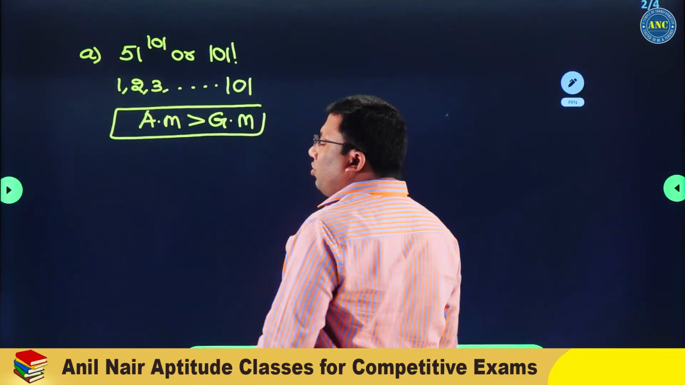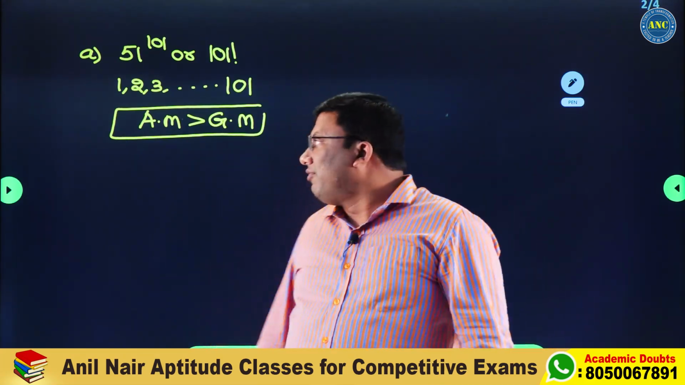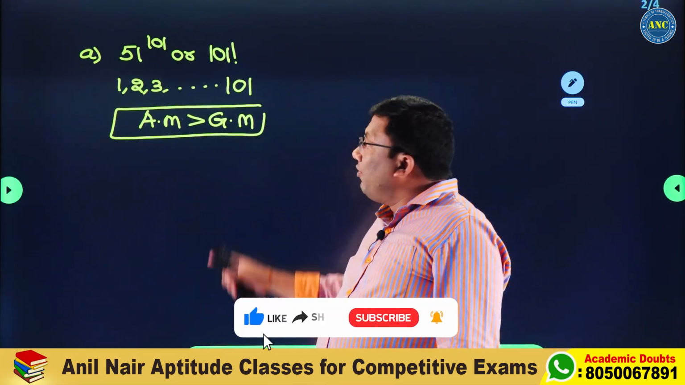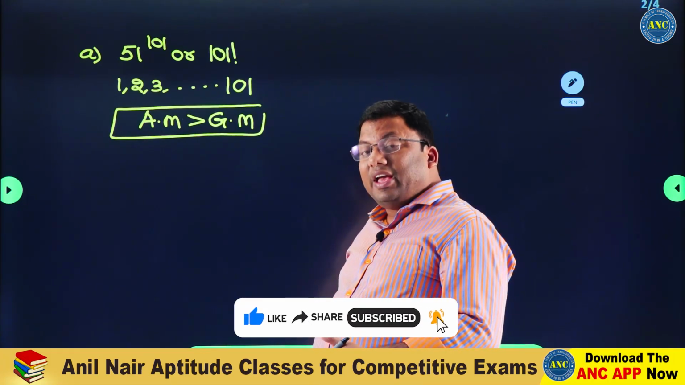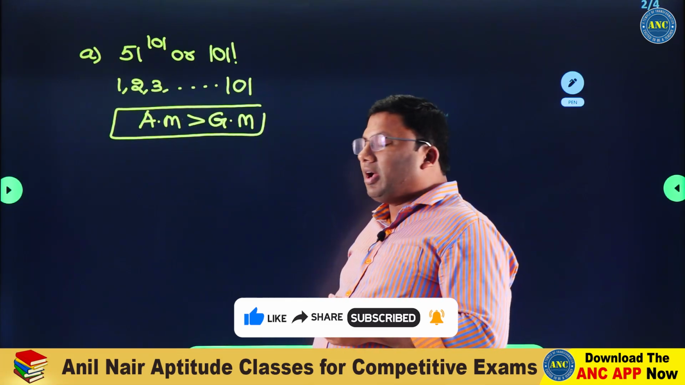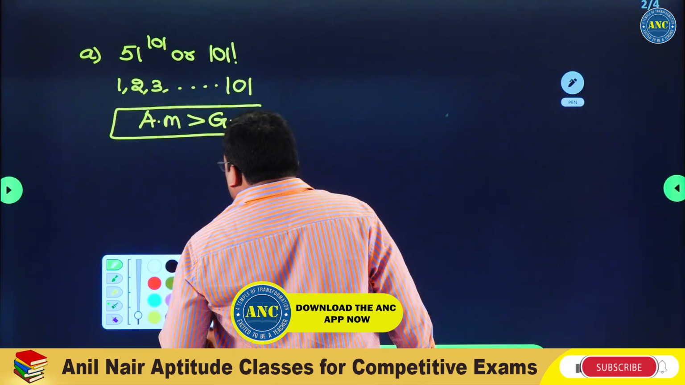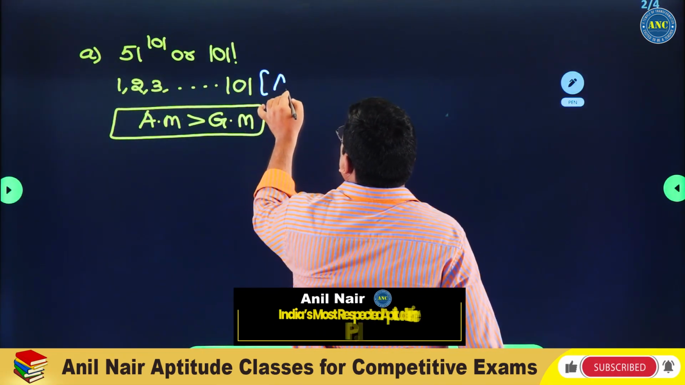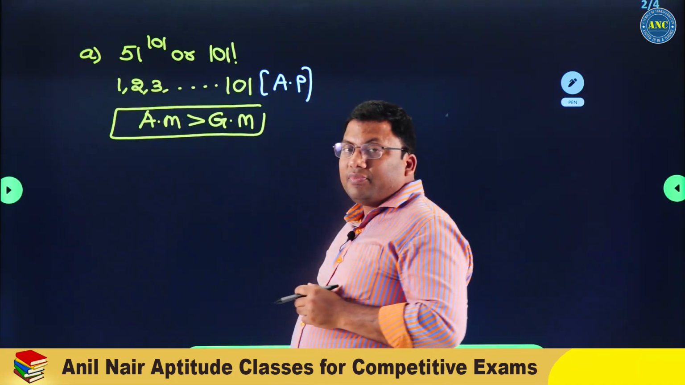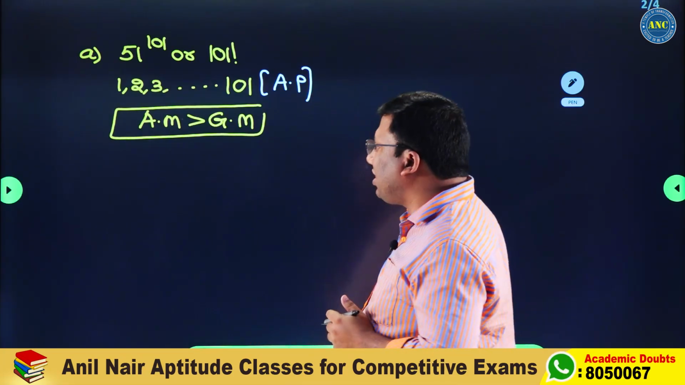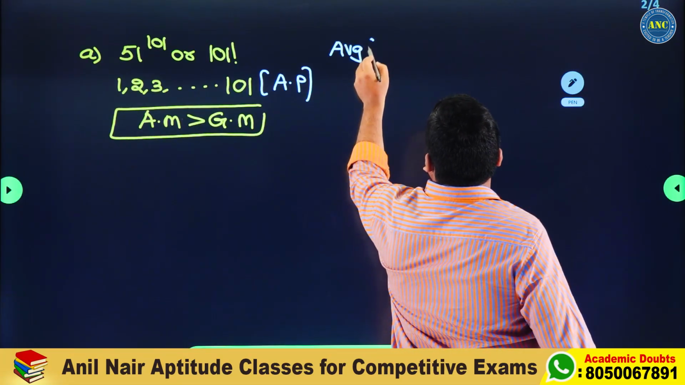Sir, how did you conclude AM is greater than GM? Because there is a product from 1 to 101. So 101 factorial is the product of the natural numbers. Why have I not taken harmonic mean? Because the reciprocal is not there. Arithmetic mean, right? This series is in arithmetic progression because the difference between the elements is constant.